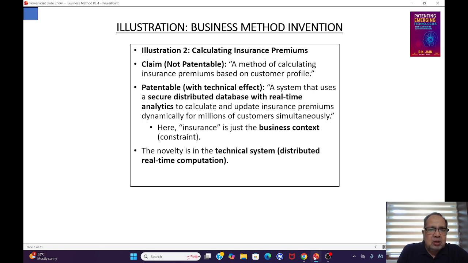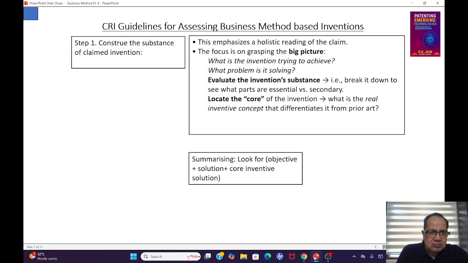So we hope that with these two illustrations you would have got an idea of how business method inventions could be claimed so as to have a better chance at patentability. So again, to recapitulate, we'll just try to see, as per the CRI guidelines, how we assess business method based inventions.